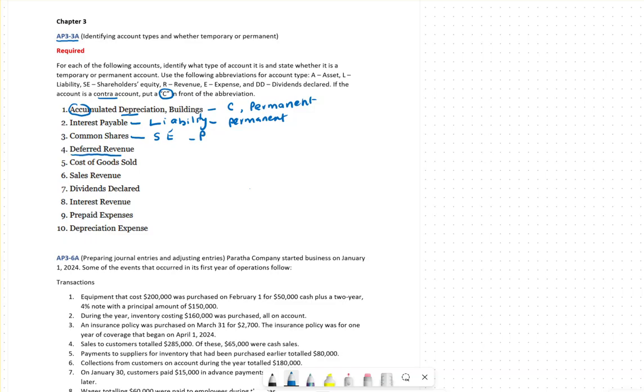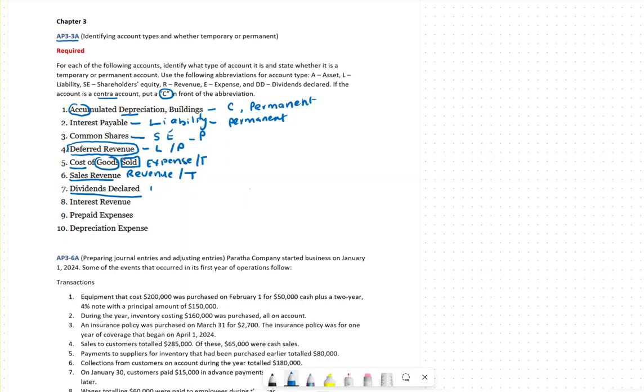Deferred revenue is something somebody paid us in advance. Our revenue is being deferred, meaning we owe them a service, and it is a liability. If it's a liability, it's a permanent account. Cost of goods sold is an expense account. If it's an expense account, it is a temporary account. Sales revenue is a revenue account. If it's a revenue account, it is going to be closed, and it's a temporary account.